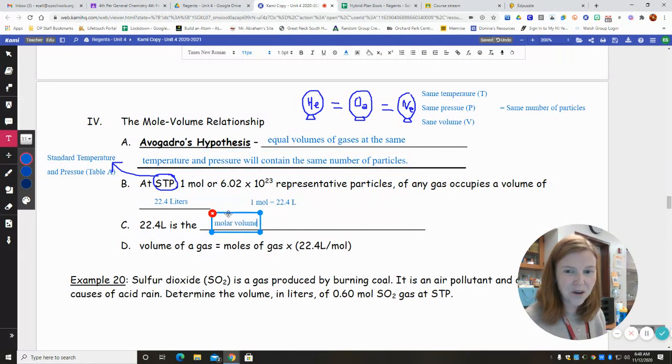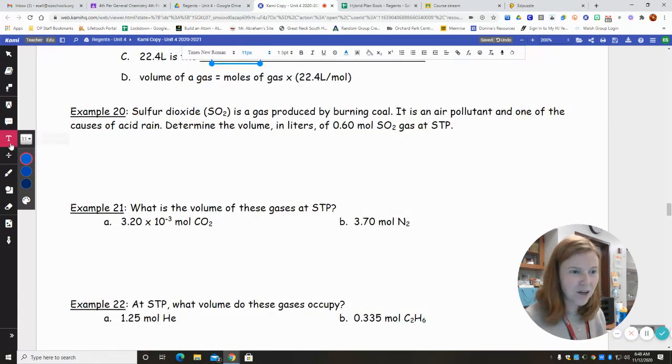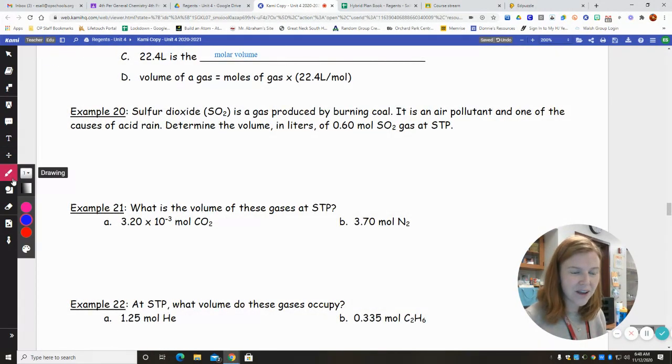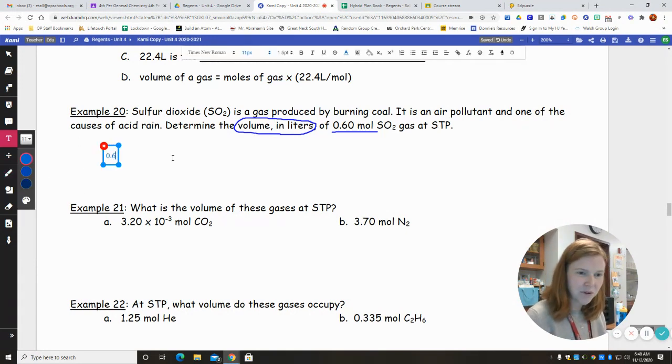So let's go through and do a couple practice problems. Let's start with number 1. Number 1 says sulfur dioxide, SO2, is a gas produced by burning coal. It is an air pollutant and one of the causes of acid rain. Determine the volume in liters of 0.60 moles of SO2 gas at STP. So in the problem, you are told you have 0.62 moles, mol.